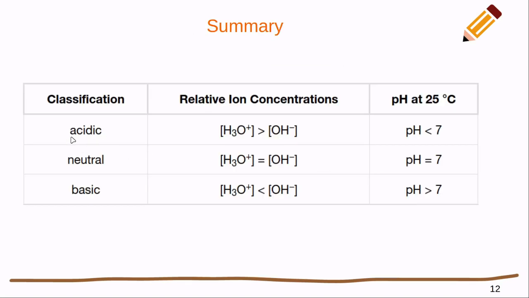So in summary, an acidic solution is going to have a hydronium ion concentration that's greater than the hydroxide ion concentration. Its pH will be less than 7 at 25 degrees. A neutral solution is going to have them equal to each other. Its pH will be 7 at 25 degrees, and a basic solution is going to have an excess of hydroxide ions, and its pH is going to be greater than 7 at 25 degrees.